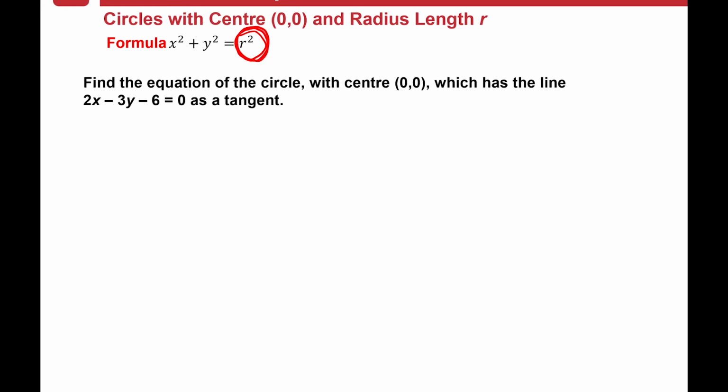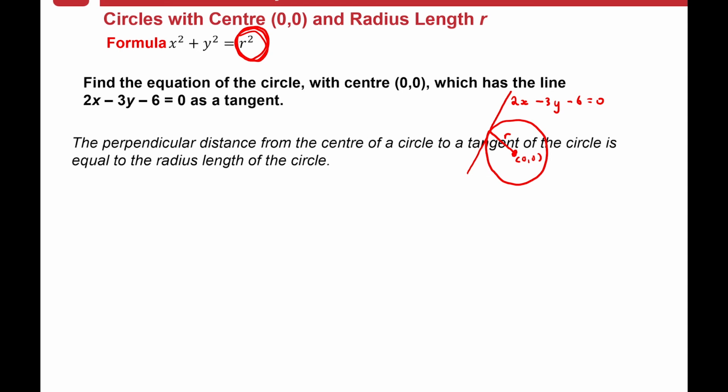With these types of questions, the first thing we're going to do is just draw a quick diagram of what we have. So we have a circle, and we have a line that is tangent to some point on the circle. We know that this point is 0, 0. And we know our equation of the line is 2x minus 3y minus 6 equals 0. Okay, remember what we're trying to find. So we're trying to find the radius so we can find the equation of the circle. So we're trying to find this radius here.